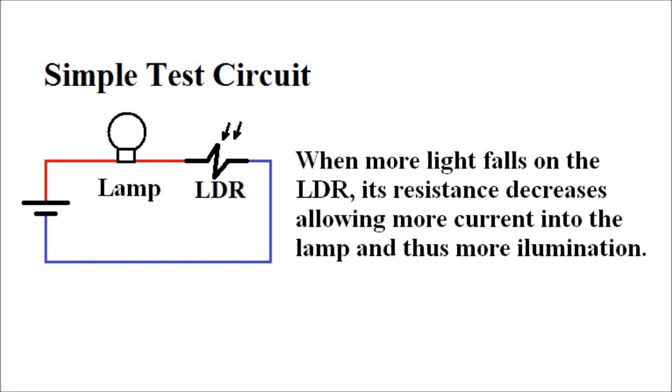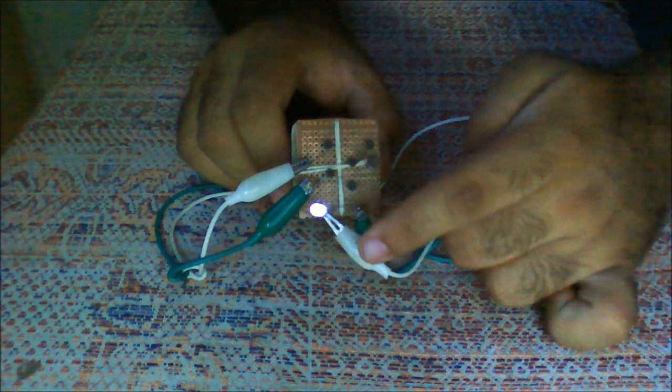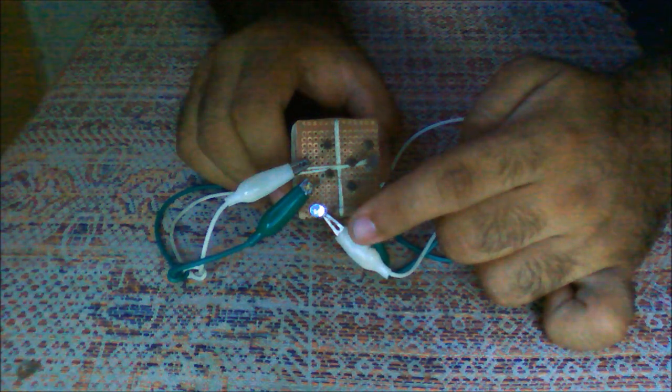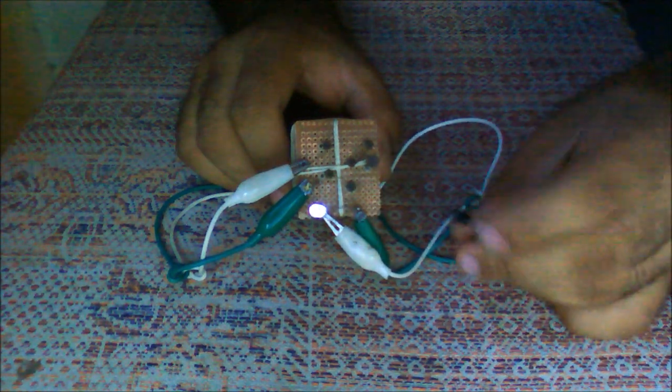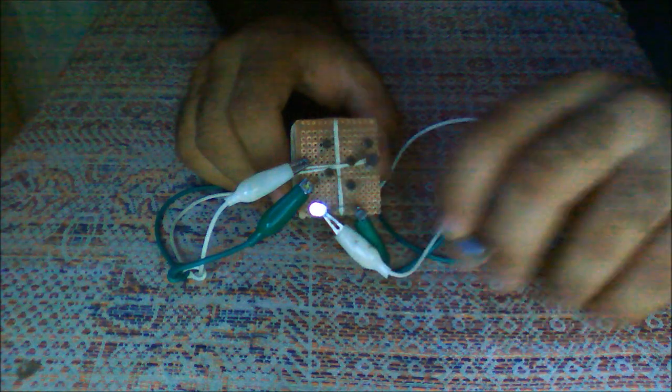This simple test circuit will show you what an LDR can do. It is simply a battery, lamp, and LDR connected in series. When the LDR is darkened, its resistance increases, allowing less current into the lamp and less illumination. When more light falls on it, its resistance decreases, allowing more current into the lamp and more illumination.